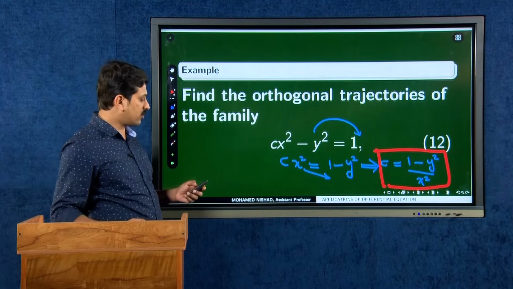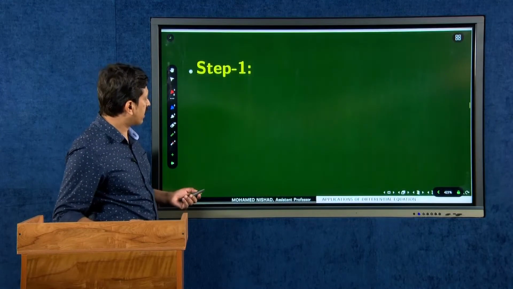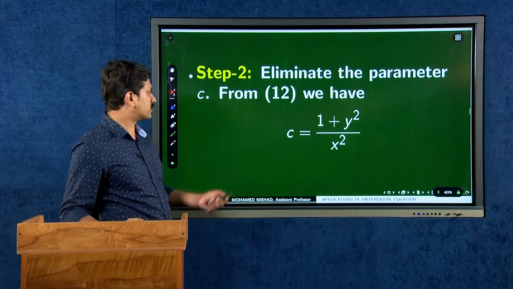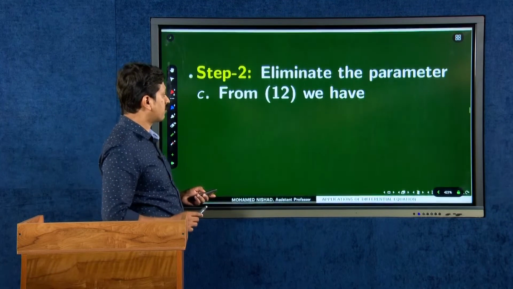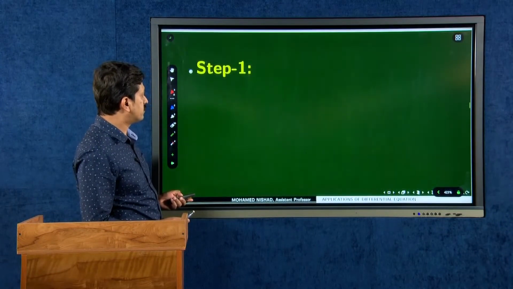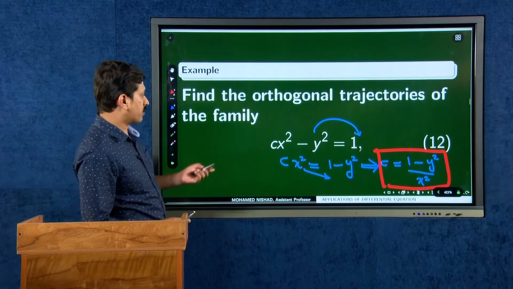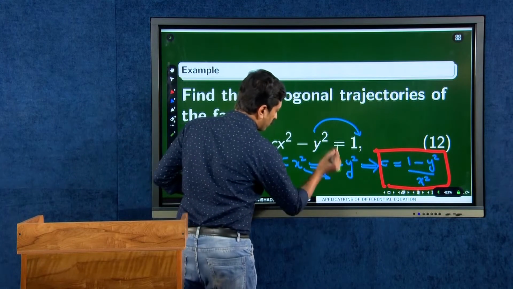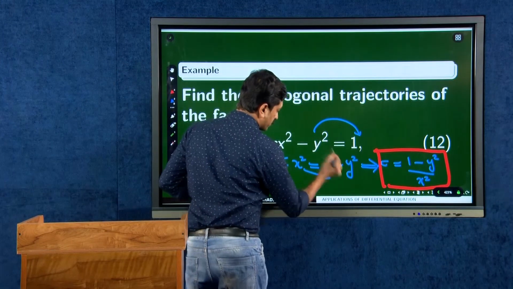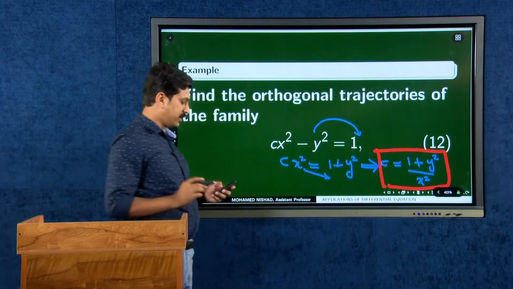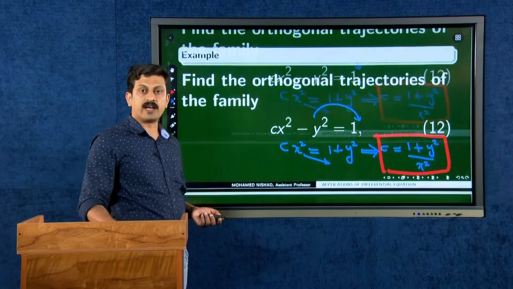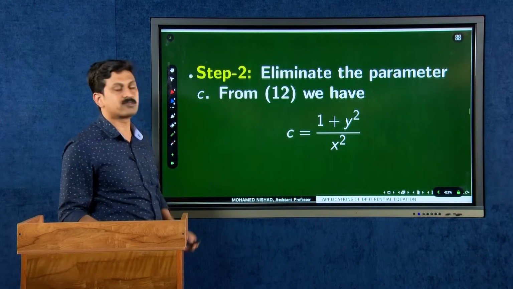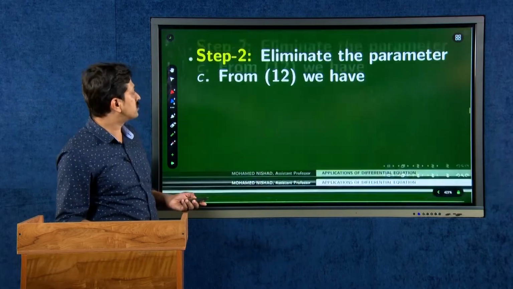So, dear students, we have the value of c as 1 plus y square. Just a minute, sorry, here this should be 1 plus y square. 1 plus y square divided by x square is the value of c. Fine. So, dear students, we found the value of c as 1 plus y square divided by x square. That we can replace here.